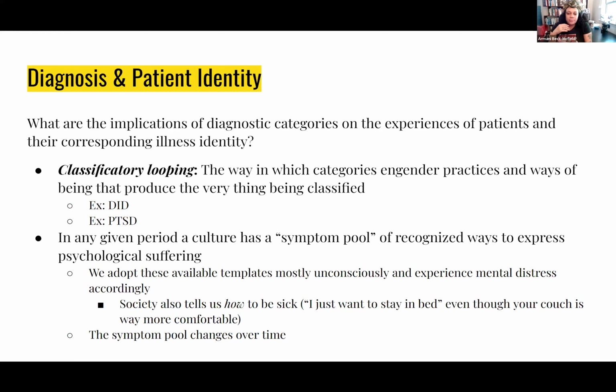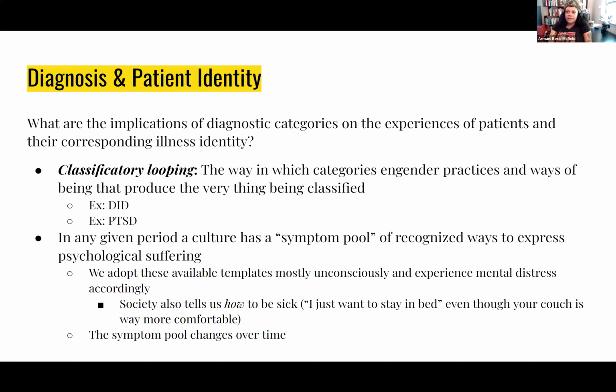We adopt these unconsciously, subconsciously, and we experience our distress accordingly. And so society tells us how to be sick. So for example, you might say, oh, I'm depressed, I just want to stay in bed. But in reality, your room gets super hot, there's no AC in your room, the TV is in the living room and your couch is way more comfortable. And so even though realistically you'd much rather be on your couch, you'll say things like, I don't want to get out of bed, because that's the tagline for depression. You just stay in bed. Maybe your bed's not comfortable, but you'll say things like, I just want to stay in bed.